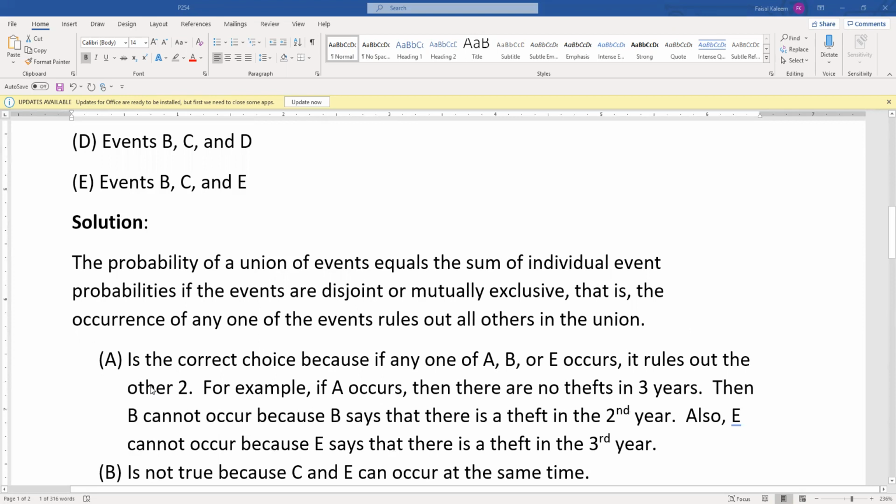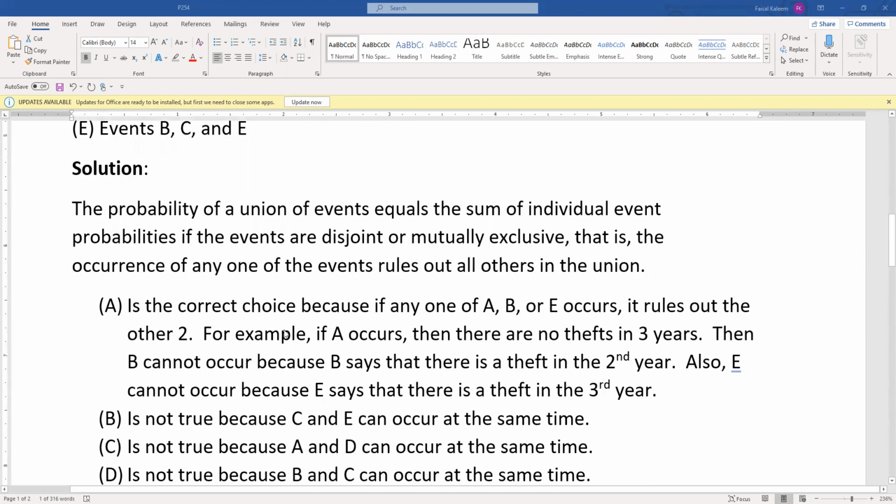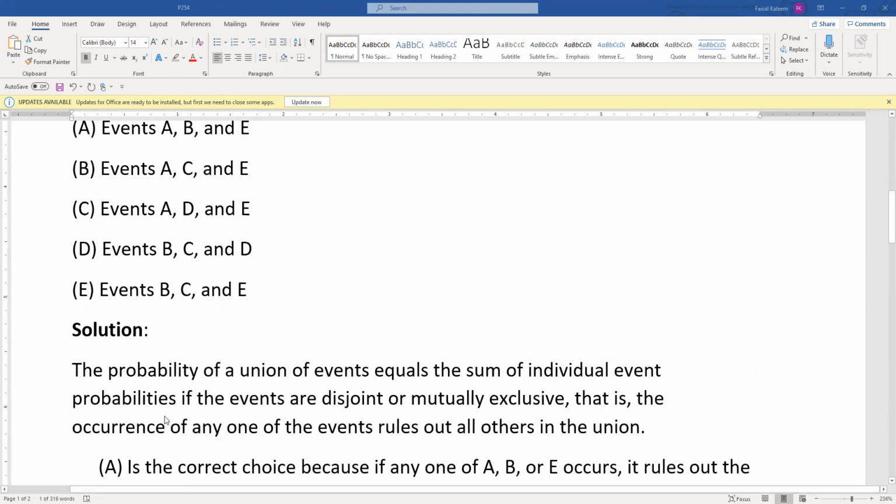Here in this example, I've demonstrated one of the situations where A occurs, and I've written down how the occurrence of A rules out the B and the E, whereas the other options I'll just explain. We already know that A is the correct answer, but for the sake of further understanding, let's see what's happening in the other choices. Let's look at B. B is talking about A, C, and E.